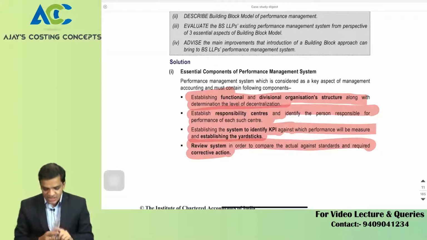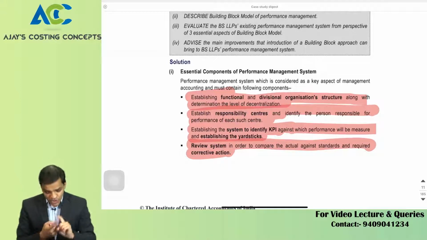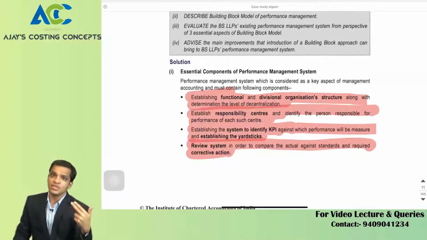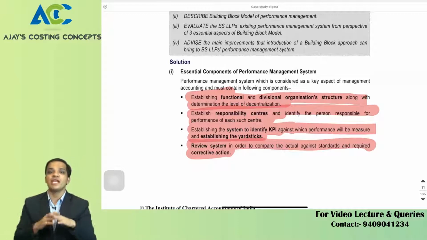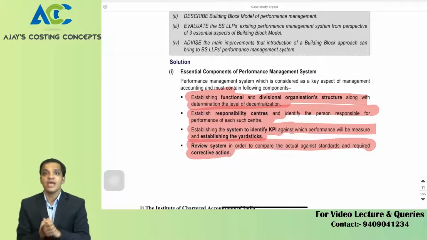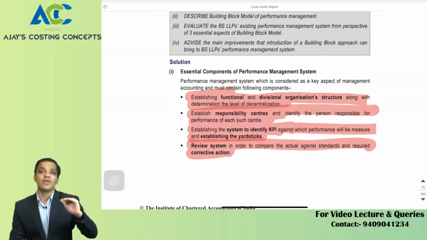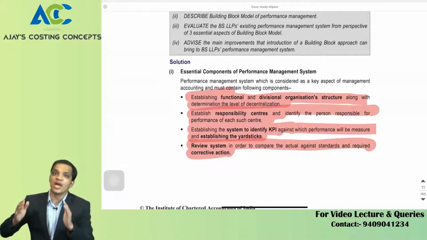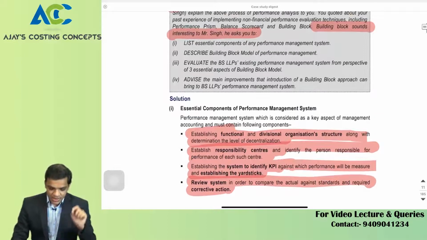So basically, first we establish functional organizations. Once you do that, you provide responsibility centers. Once responsibility is given, we find out key performance indicators where we put yardsticks so that we can compare what their performance is. Once that is done, we compare standards with the actuals to know the corrective actions to be taken. These are the essential components of performance measurement.